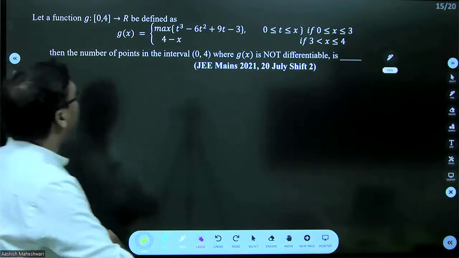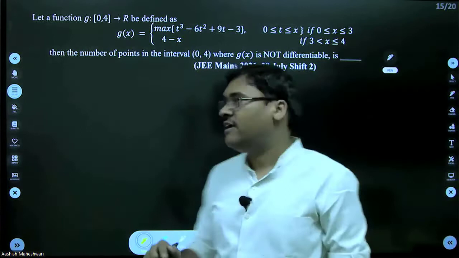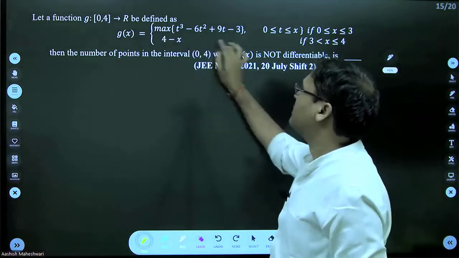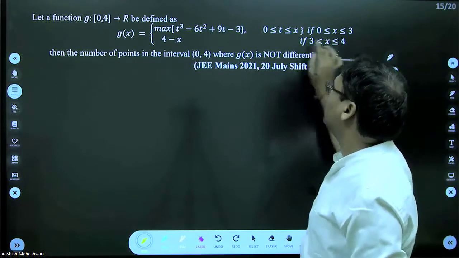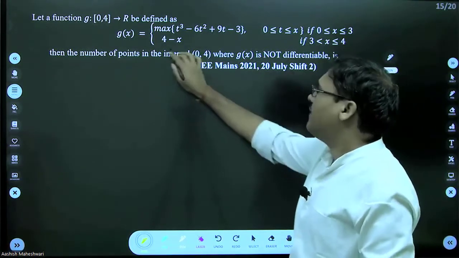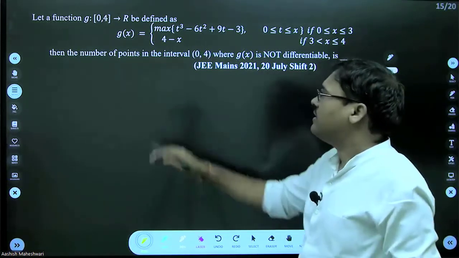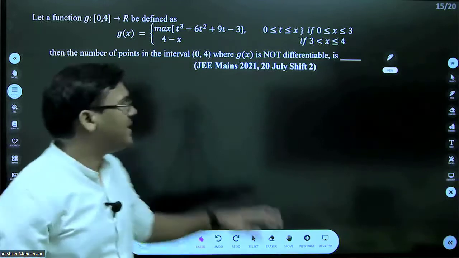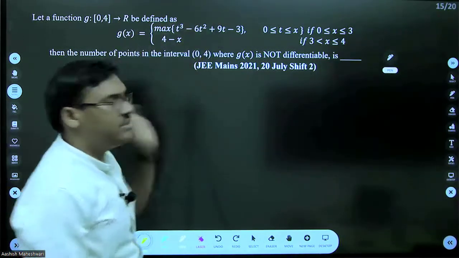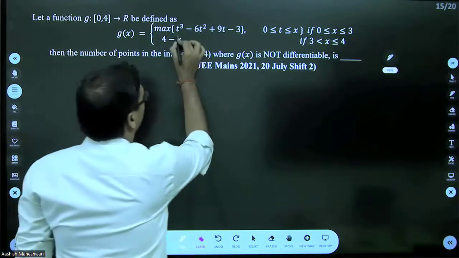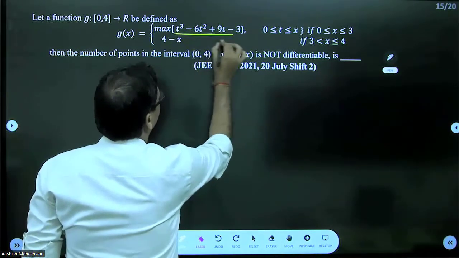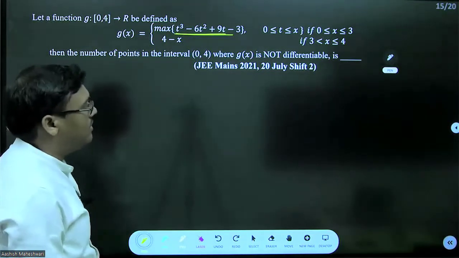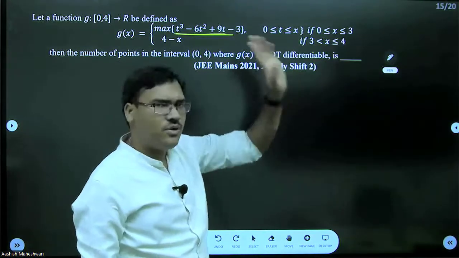The first question we are taking here is: if g is a function defined from 0 to 4 to R, and g(x) is defined by the maximum of this value, where t is between 0 and x, if x is between 0 and 3, and 4 minus x if x is between 3 and 4, find the number of points where the g(x) function is non-differentiable. Basically, you have to define this function g(x). For that, you have to check what the maximum of this expression is when t is between 0 and x, with x between 0 and 3.